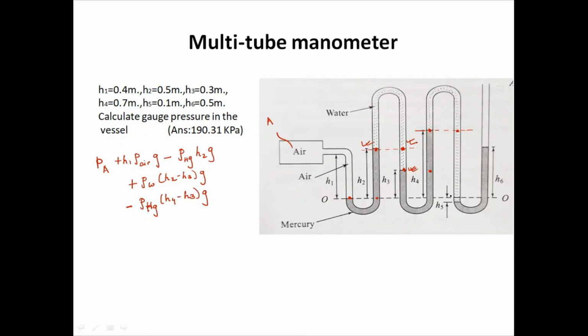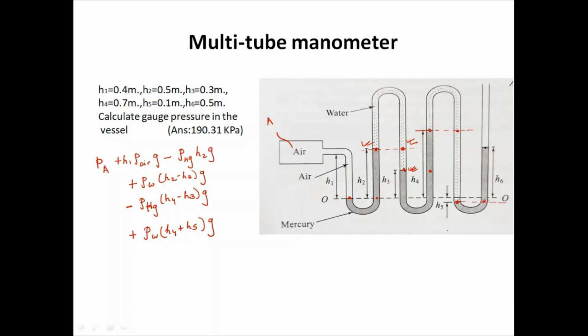Now you are coming down here. The interface is here, and here, what is the pressure? On the positive side it will come with the water. So rho water into H4 plus H5 into g. That is the pressure here. The same pressure in the same level zone you are getting.